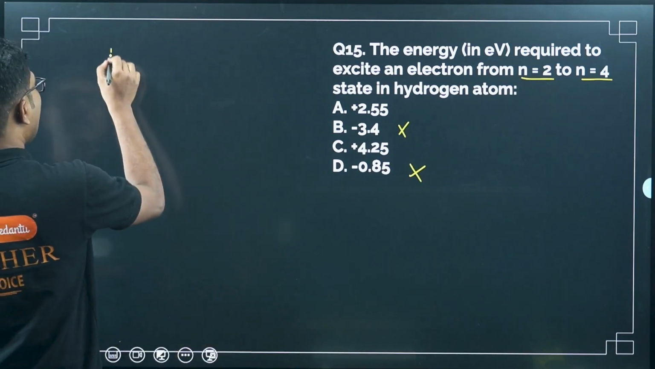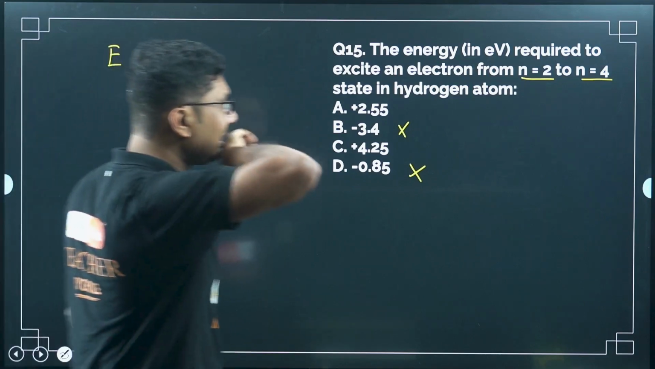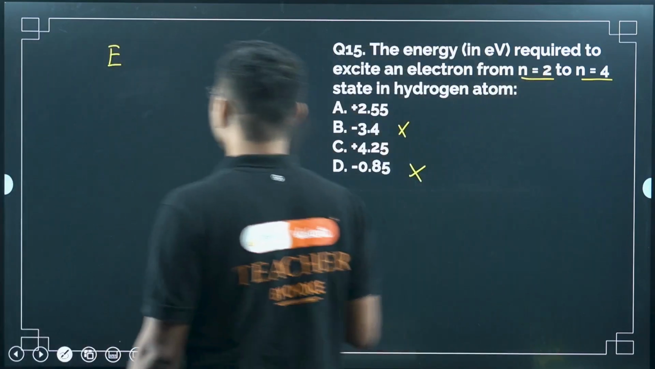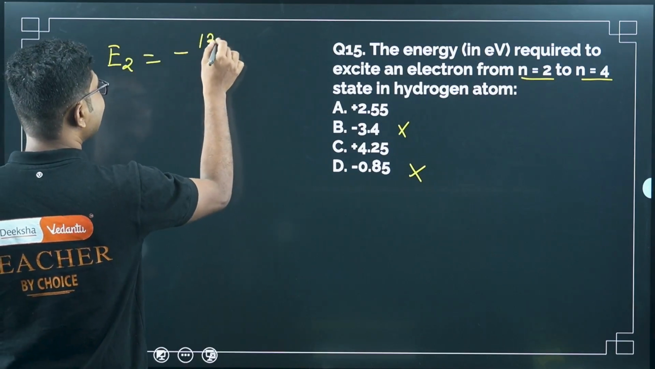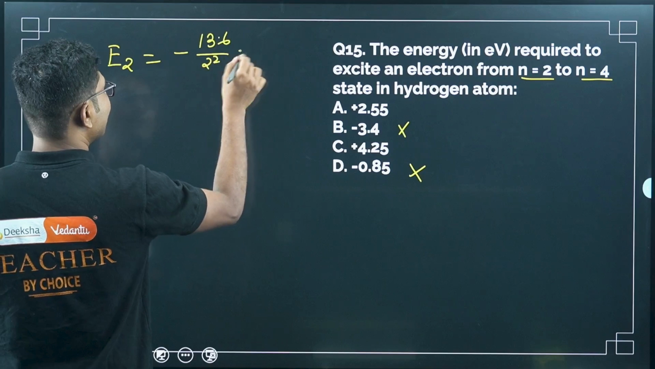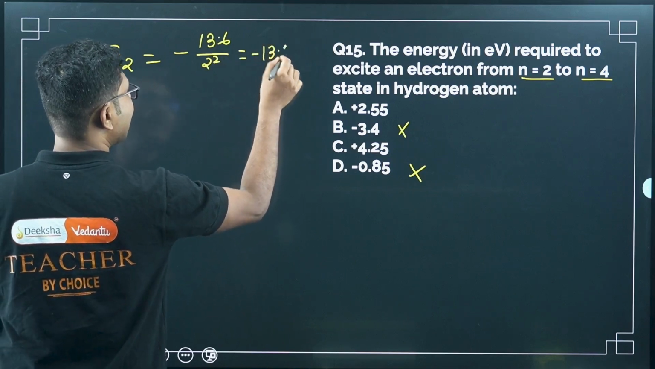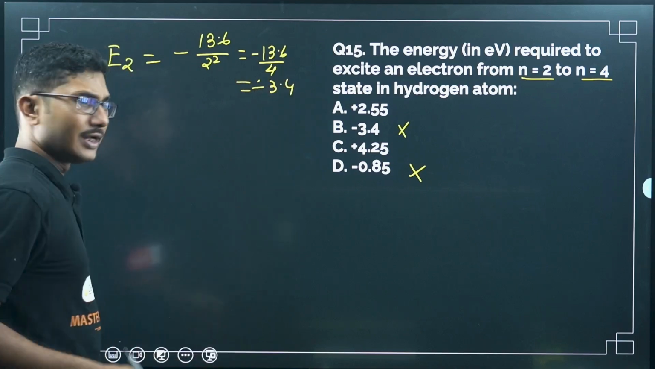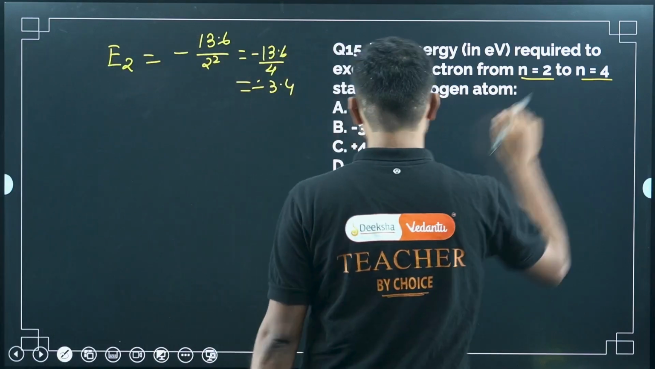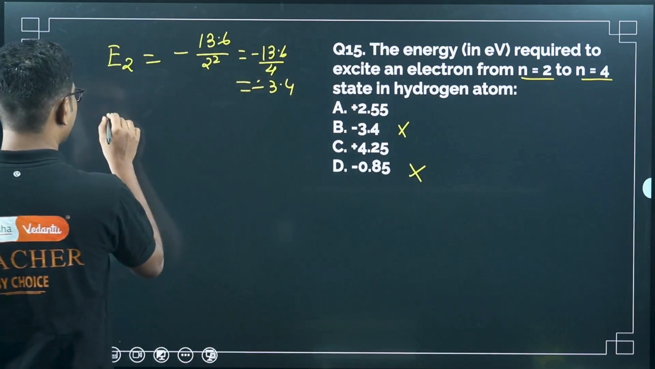By default the energy is negative. Now we know that the energy of n equals 2 is minus 13.6 divided by 2 square. So minus 13.6 by 4. So that is minus 3.4. We already solved it, right? And n equals 4. Now let us solve n equals 4.